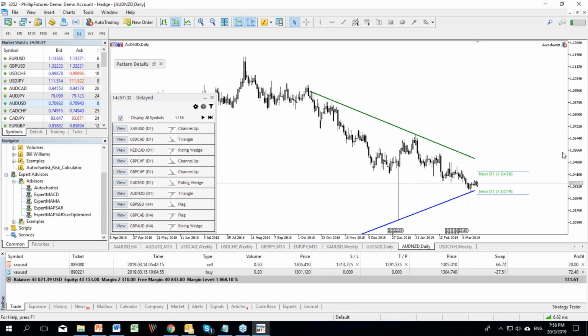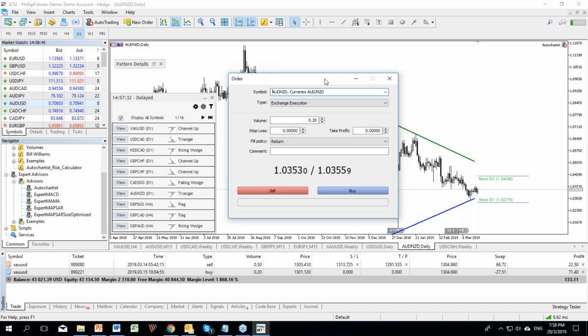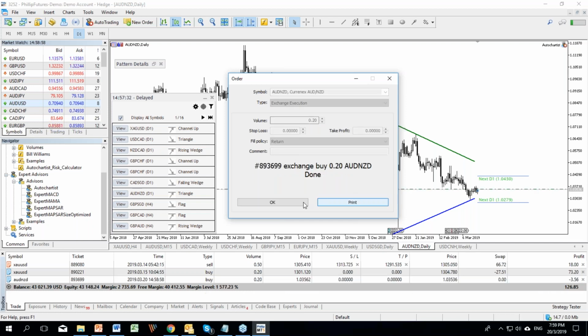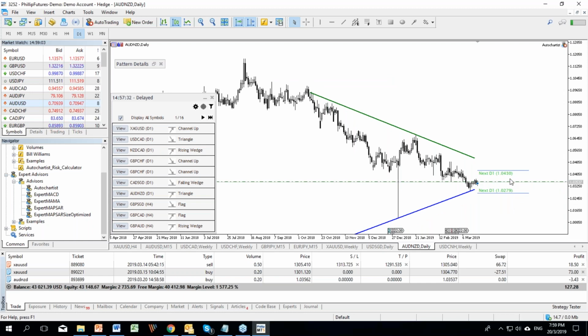In order to place a trade, nothing changes from the usual way of placing an order. Just head over to this quick select bar, enter the new order action button, and over here you can enter the volume in which you wish to trade. Just like this, for example, I would like to enter a buy order. This is just for example. I click OK, and I can see immediately I'm in the order.